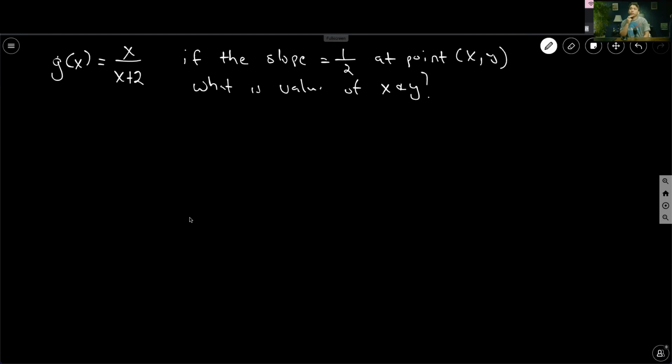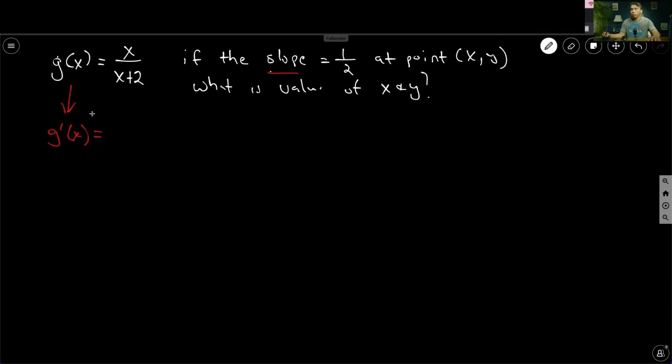All right, so for this problem, we have a function g of x equal to x divided by x plus 2, and it tells us that we have a slope of 1/2 at the point x, y. They want to know the value of x, y. The key to this problem is to recognize that you need to first find the slope equation. As you should recall, the slope is equal to the first derivative of the function. So if this is our function, to get the first derivative, g prime of x, we're going to have to do the quotient rule.